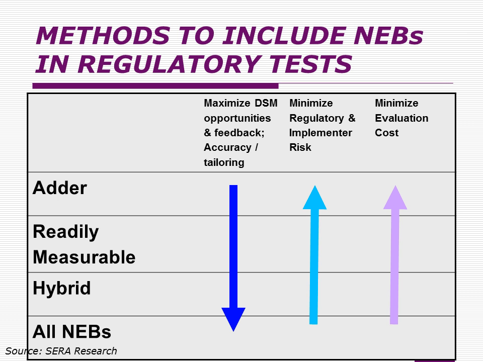The methods to include NEBs in regulatory tests include an adder basis, readily measured NEBs, a hybrid basis, which includes both readily measured NEBs and adders, and all non-energy benefits. An adder means something that stays the same across all measures, just multiplied times the savings. And certainly if you're looking for the most accurate, the most tailored, and what maximizes DSM opportunities, you're going to go toward including all NEBs. But if you're a regulatory agency and you want to minimize regulatory risk or implementation risk, you would lean back towards the adders. If you want to minimize evaluation costs, you would also lean back toward the adders.